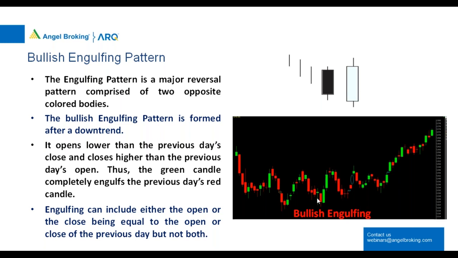You can see that the previous day the open was here and the close was here, but the next day the stock opened lower, and managed to close higher, above the open of the previous day. So this body has to engulf, that is, cover the entire previous day's body. Only then is it called an engulfing pattern. If a green or white candle engulfs the red or black candle, it becomes a bullish engulfing pattern, and this is formed during downtrends.